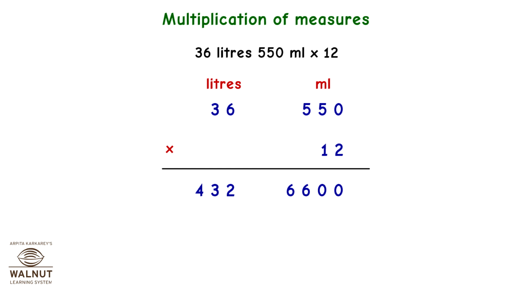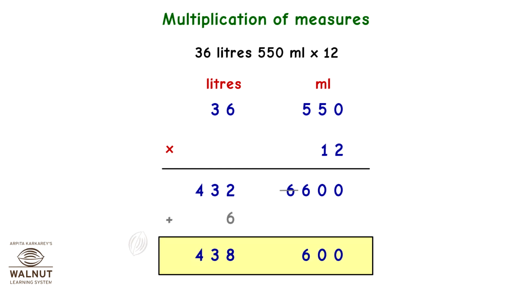We know that 1000 milliliters is equal to 1 liter. Here we have 6 liters which we can club with the rest of the liters and keep the remaining milliliters. We add up the liters and that is our answer. 438 liters and 600 milliliters.